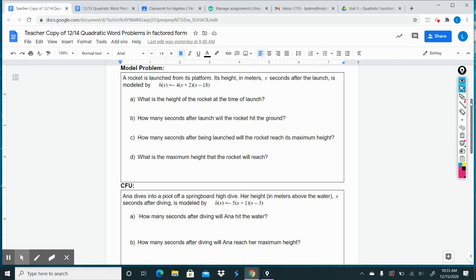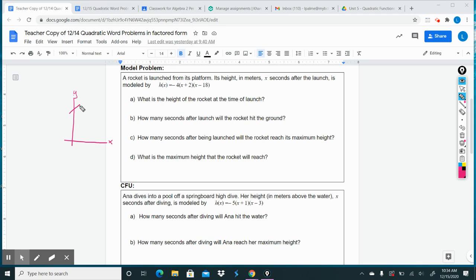Now, it's always beneficial and very much suggested to draw a visual of what our parabola looks like in real time with what our model problem is talking about. Because this is all about real life situations, the graph we need is really only the first quadrant portion, because it's the positive values. So a rocket is launched from a platform. We think of a platform up here on your y-axis, and this is your x-axis.